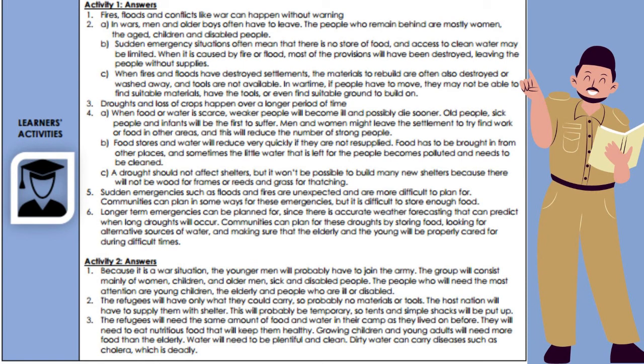3. The refugees will need the same amount of food and water in their camp as they lived on before. They will need to eat nutritious food that will keep them healthy. Growing children and young adults will need more food than the elderly. Water will need to be plentiful and clean. Dirty water can carry diseases such as cholera, which is deadly.